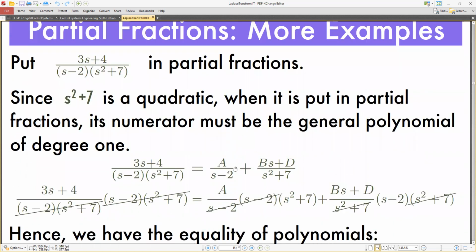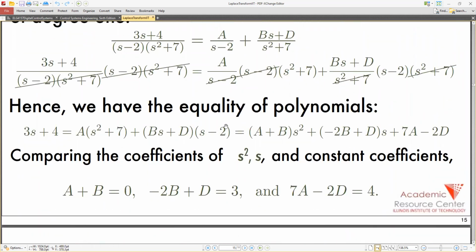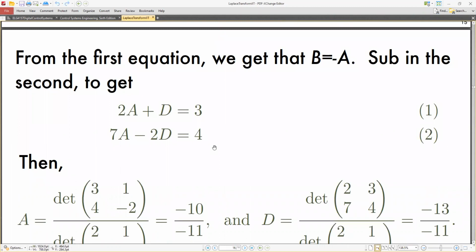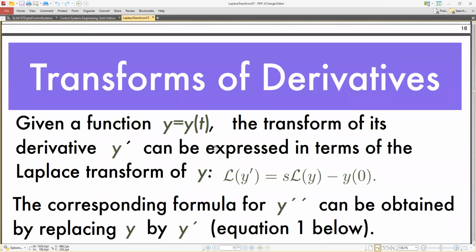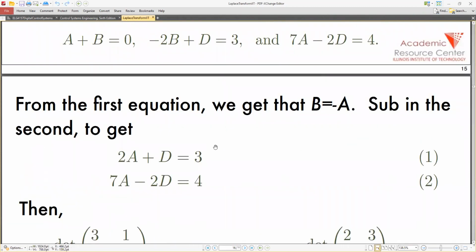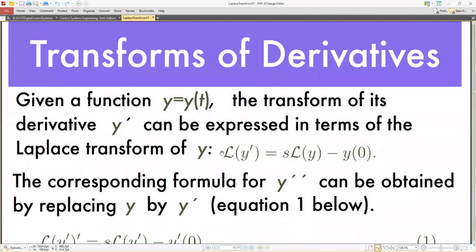Okay, partial fractions. They have given more examples of partial fractions, so I'm not going to that. Transforms of derivatives. Okay, I will not go through it from the first equation. We get that. Okay, this is the solution. Just if you do the practice, then you would understand.